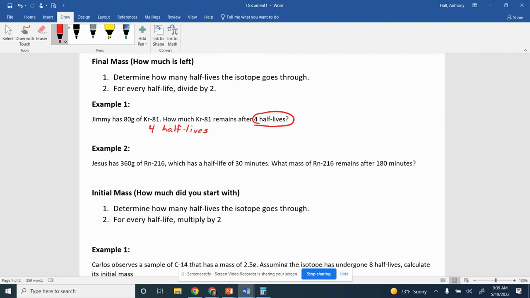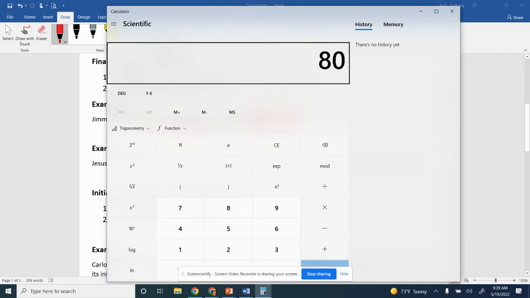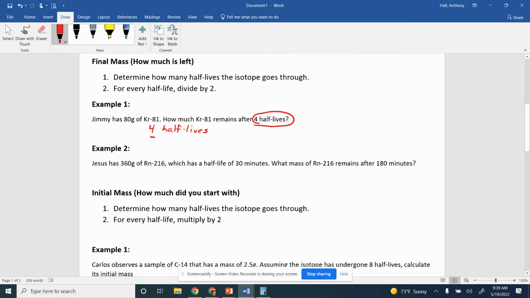So I'm going to take my 80. So grab your calculator. Everybody grab your calculator. And let's do it together. So I'm starting with my 80 grams. So 80. I'm going to divide by 2. So there's 1 half-life. I'm going to divide by 2 again. Fortunately, I can just hit enter and it's going to do it again. So there's my second half-life, my third half-life, and my fourth half-life. So I divided by 2 4 times. And what was my final mass? How much did I end up with? 5 grams. So 5 grams equals my final mass.